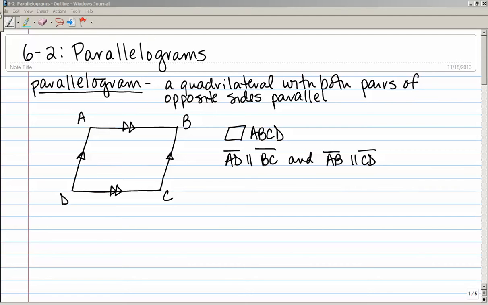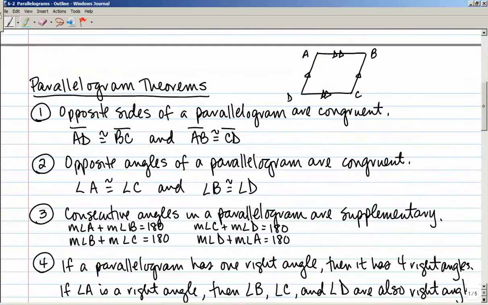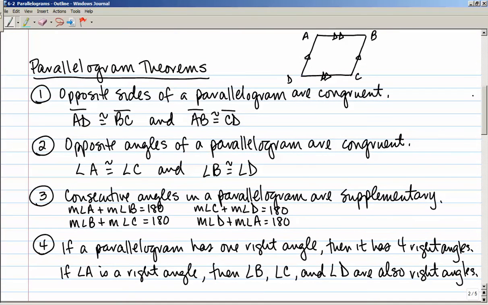So for the definition of a parallelogram, sides AD and BC need to be parallel to each other, and AB is parallel to CD. So that's the definition of a parallelogram. Now, given that that's what a parallelogram is, there are several theorems that apply. So I've gone ahead and sketched our little parallelogram up here so we can refer to this.